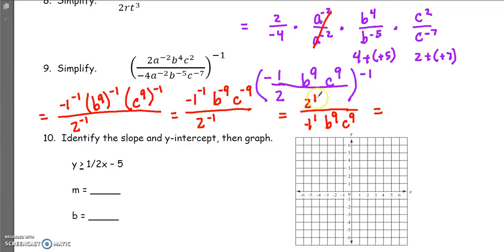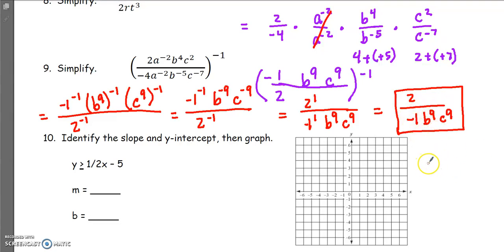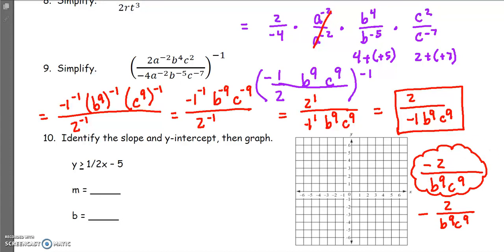So we can simplify still. 2 to the positive 1 is just 2. Negative 1 raised to the positive 1 is still negative 1. And then my b's, b to the positive 9 stays, c to the positive 9 stays. So this is what I'm going to end up having for my final answer. And I don't know that I like this negative 1 down here. If we put a negative 2 over b to the 9th, c to the 9th, we could have written it like this, negative 2 over b to the 9th, c to the 9th. All of these really mean the same thing. I think this is probably what you would see in the end for your answer. But all three of these really mean the very same thing.